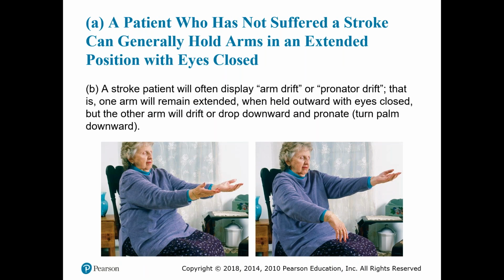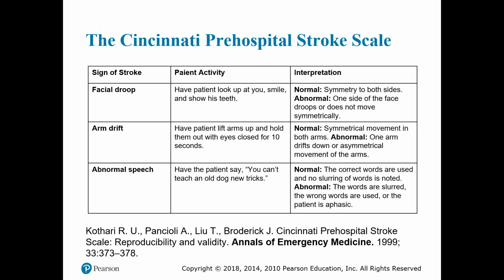There we have the arm drift test. Have the patient close their eyes, extend their arms, and see if they can keep their arms extended all the way out. So signs and symptoms for Cincinnati: we've got facial droop, we've got arm drift, we've got abnormal speech. If they meet any of these criteria, you're going to go ahead and call that stroke alert.